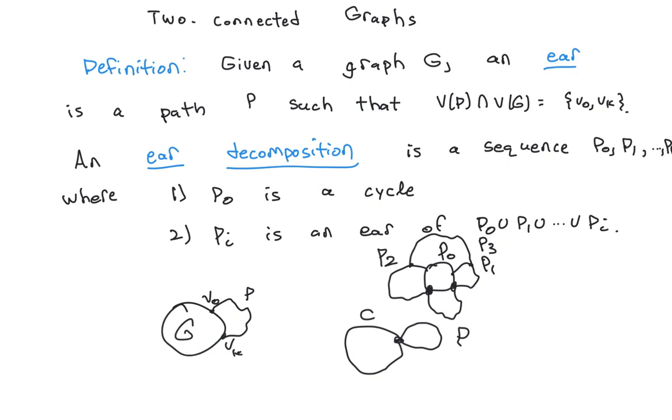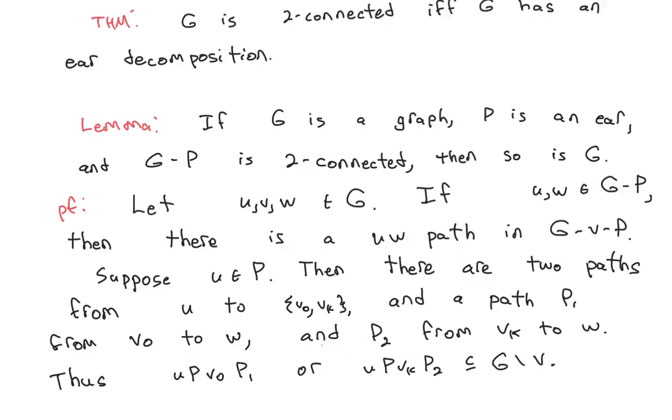This should be viewed as a generalization of a result about connected graphs. One of the results about connected graphs is that you can put the vertices in a sequence with the property that the induced subgraph on the first i vertices is always connected. So in this case, instead of vertices, we're looking at ears. All right, our main theorem is that G is two connected if and only if G has an ear decomposition.